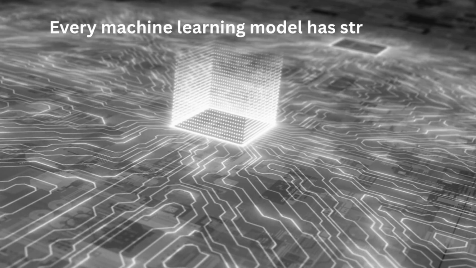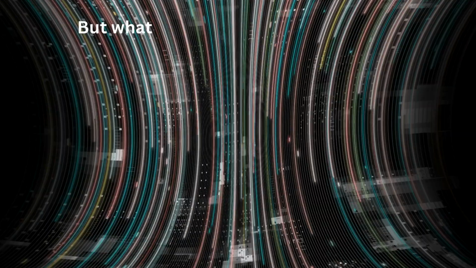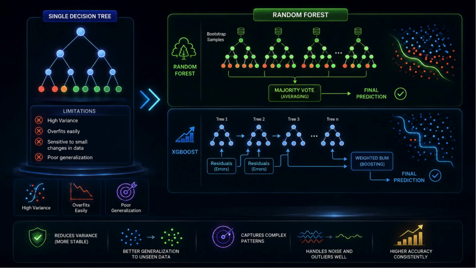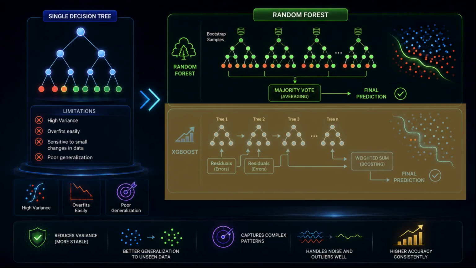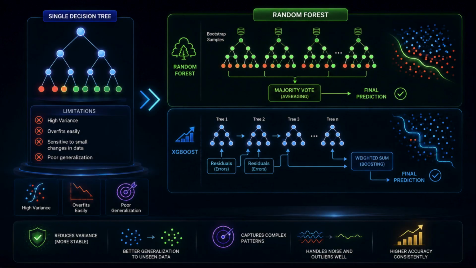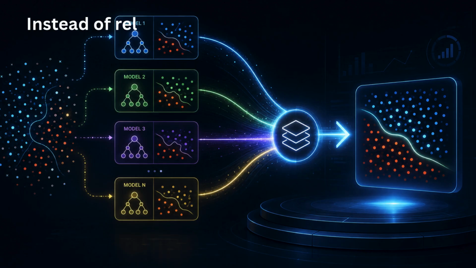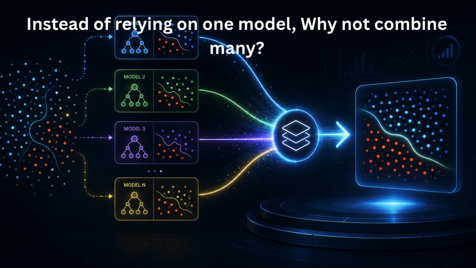Every machine learning model has strengths. But what if one of the simplest models could become one of the most powerful? How do systems like Random Forest and XGBoost consistently outperform a single decision tree? The answer begins with one simple idea. Instead of relying on one model, why not combine many?